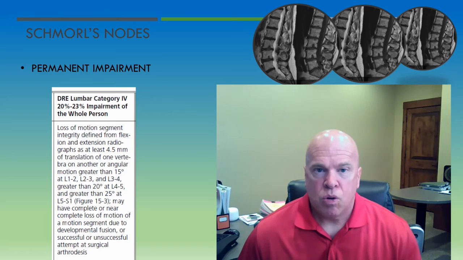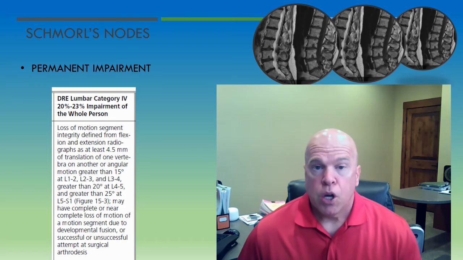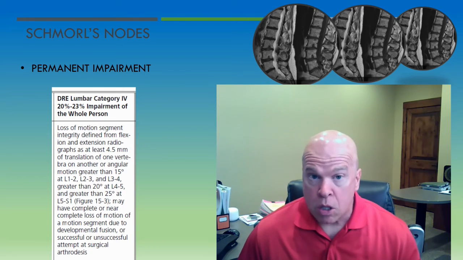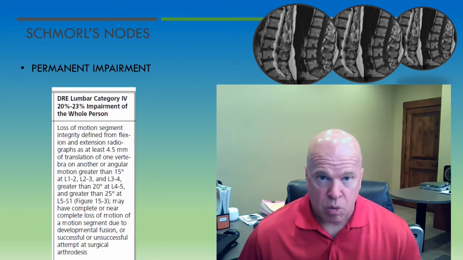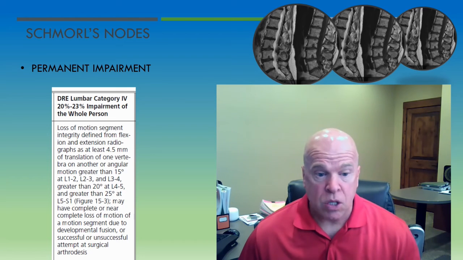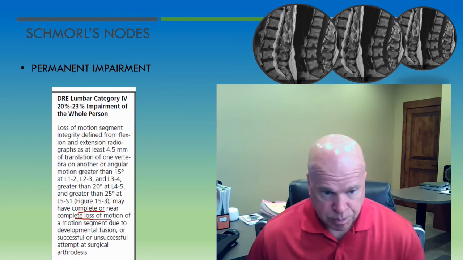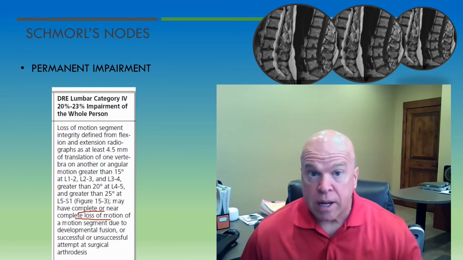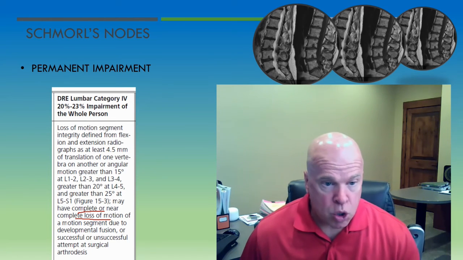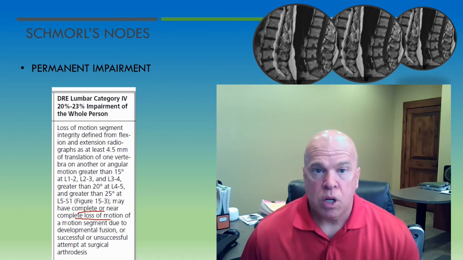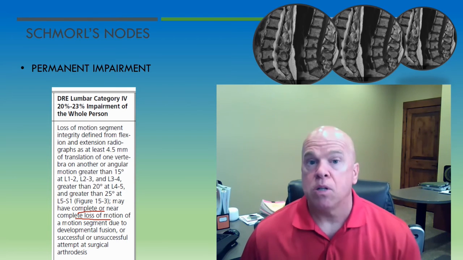For those examinees who demonstrate a loss of motion segment integrity, and in this case, you're probably most likely going to find a loss of intersegmental motion versus an excess of intersegmental motion. So for those examinees who have complete or near complete loss of motion of this particular motion segment that involves a Schmorl's node, you can provide for 20 to 23% whole person impairment for each level of the spine that demonstrates a loss of motion segment integrity.